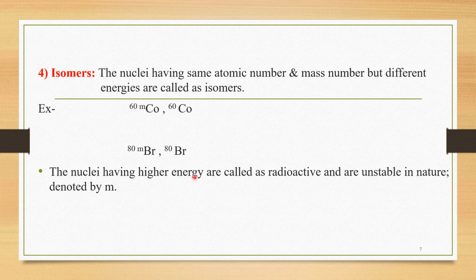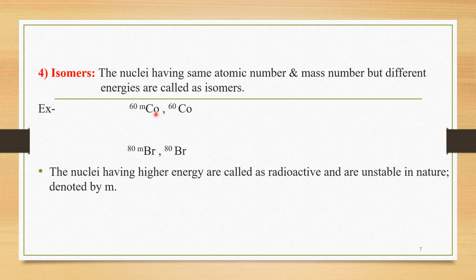The nuclei having higher energy are called radioactive and are unstable in nature, denoted by m. Now in this case, what happens? There are two nuclei of cobalt and two nuclei of bromine. One nucleus is denoted by the small m. So whenever a nucleus has a higher energy, it is called radioactive in nature and it is unstable in nature. That unstable state of a nucleus can be denoted by the alphabet m. M stands for metastable state. So this m is a metastable state.